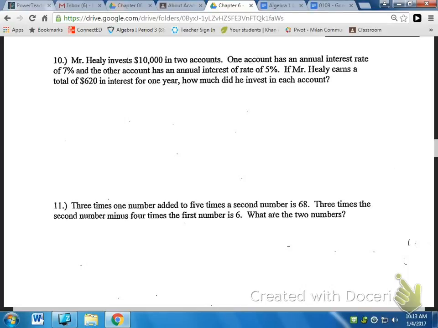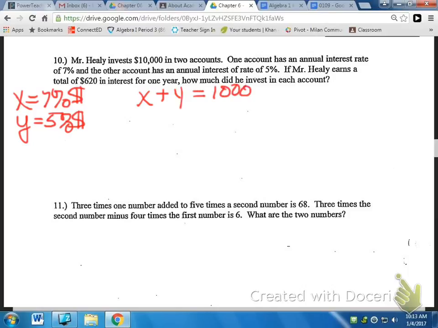You're going to start out and go ahead and say what your variables stand for. That helps a little bit. I would definitely say that X is the amount at 7% and Y is the amount at 5%. So 7% dollar amount and then 5% dollar amount. The amount that he invested is $10,000. So your first equation would be that the amount in the 7% plus the amount in the 5%, X plus Y, equals $10,000. Or the X plus Y is 10,000.